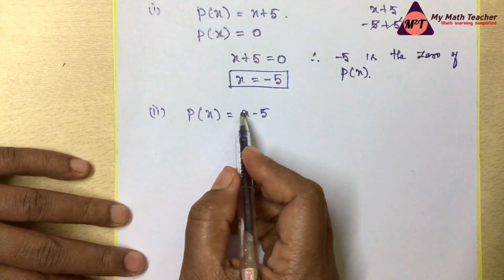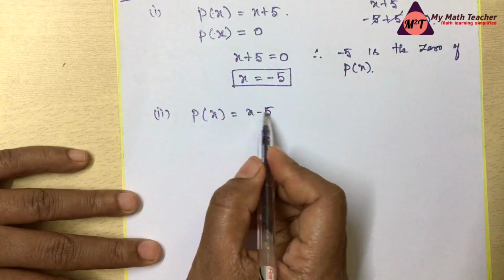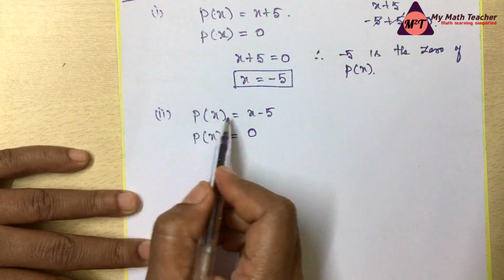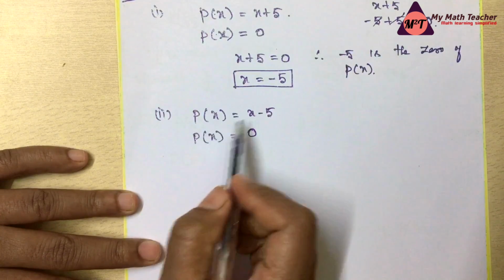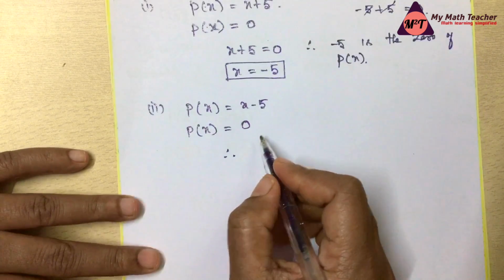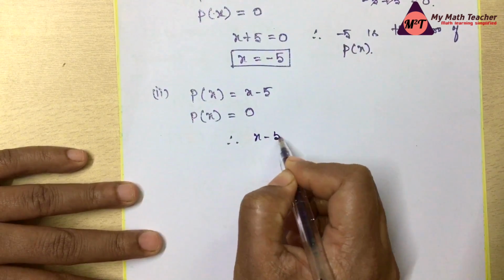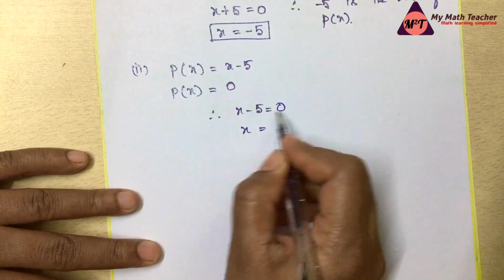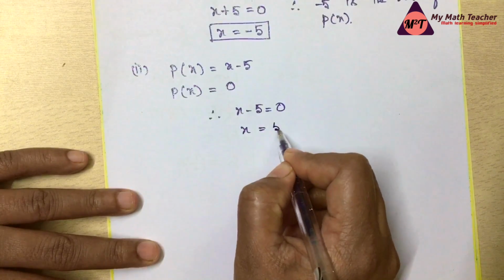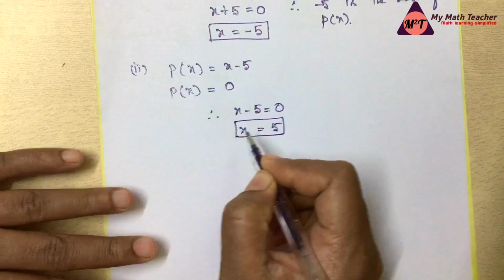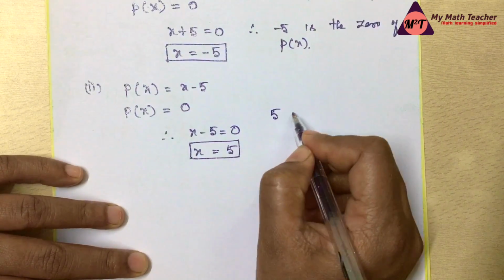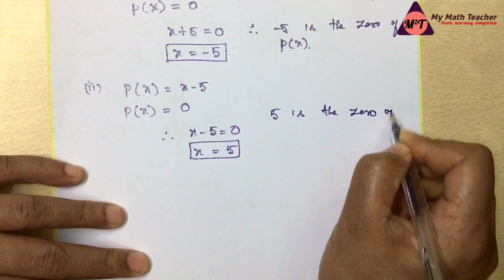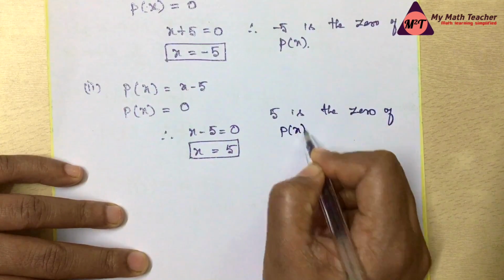Now let us proceed to the second. P of x is equal to x minus 5. In the same way, equate it to 0. Now the left hand side is same, which means the RHS is also same. x minus 5 is equal to 0. We need the x value. So transpose this to the other side. Minus 5 becomes plus 5. x is equal to plus 5. Now 5 is the zero of the given polynomial, zero of P of x.